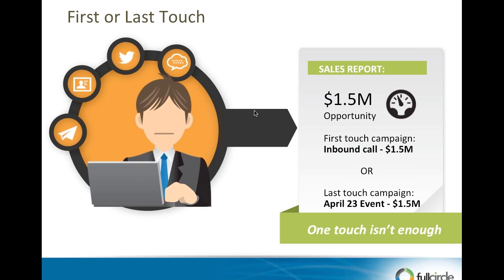In the example on the screen, you'll notice that the single touch model credits either the inbound call or the event on April 23rd with 100% of the revenue credit, and therefore is not inclusive of all of the other campaigns that have potentially touched this opportunity over the course of the sales cycle.